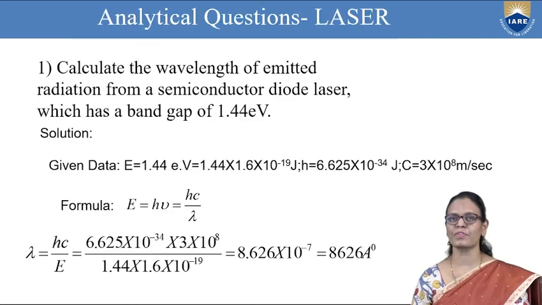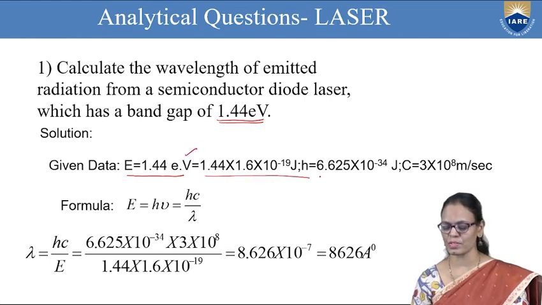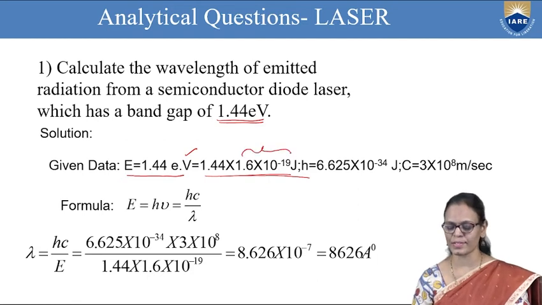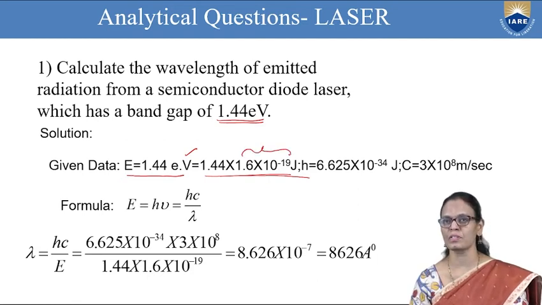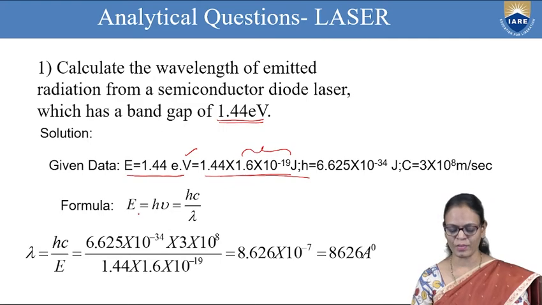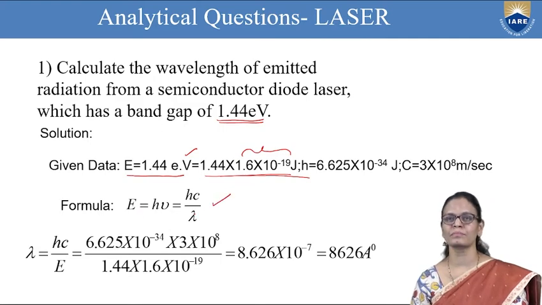So the first one, if you see, first we have to take the data given. What is the data given? The band gap is given. It is given in electron volts. You'll have to convert it into joules. How do you convert it? 1 electron volt is 1.6 into 10 power minus 19 joules. And then you have to use the appropriate formula. We know E is equal to h nu, or it can be written as hc by lambda.